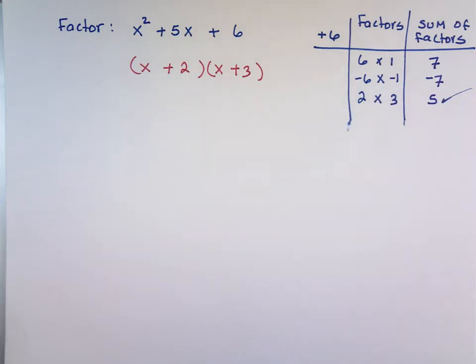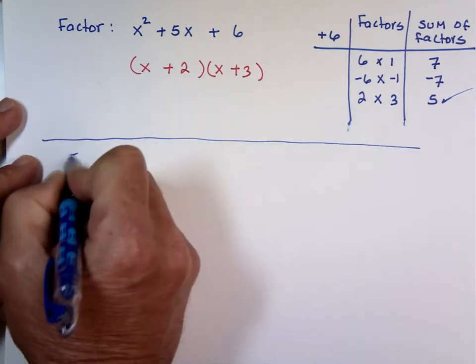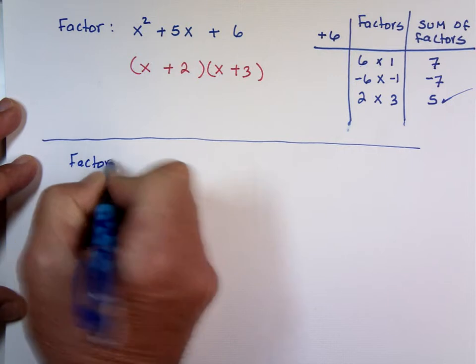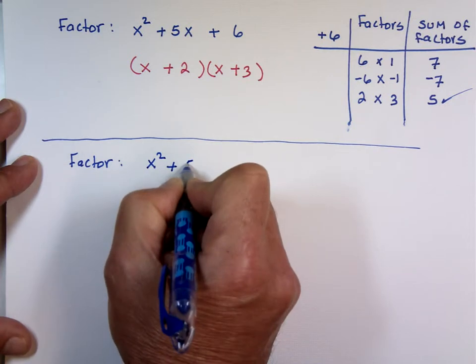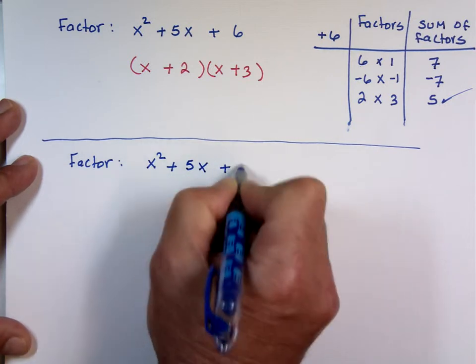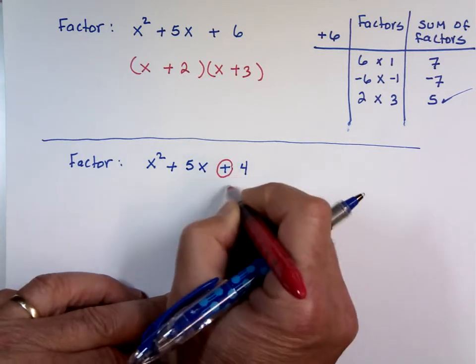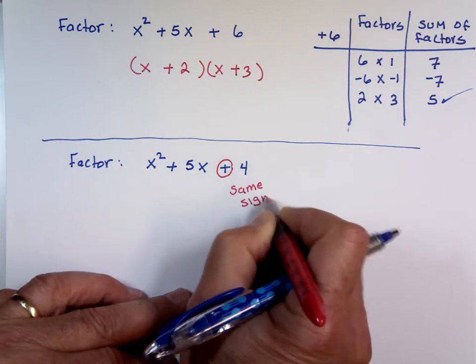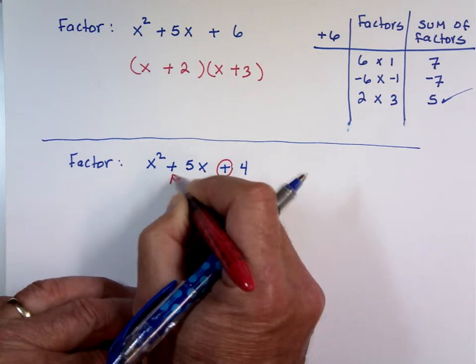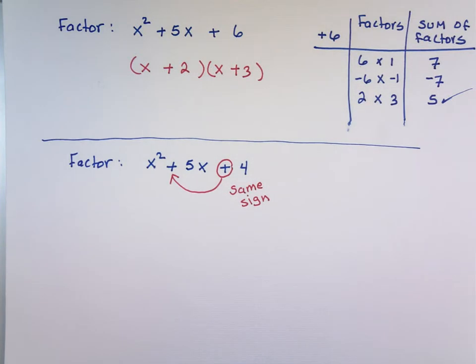Let me try another one. Factor x squared plus 5x plus 4. Again, this sign is positive. That tells me the signs are the same. Same as the one before it, actually. That's what that means. So both of these factors are going to be positive. They can't be negative because the one before it is positive.